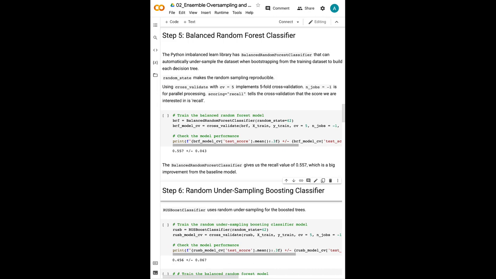Using cross-validate with cv equals 5 implements 5-fold cross-validation. And n_jobs equals minus 1 is for parallel processing. Scoring equals recall tells the cross-validation that the score we are interested in is recall.